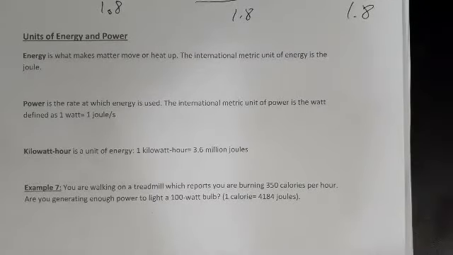The international metric unit of energy is the joule. So power is the rate at which energy is used. The international metric unit of power is the watt, defined as 1 watt equals 1 joule per second. A kilowatt hour is a unit of energy. So 1 kilowatt hour is 3.6 million joules.